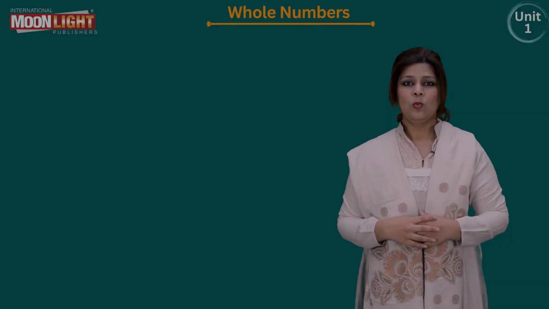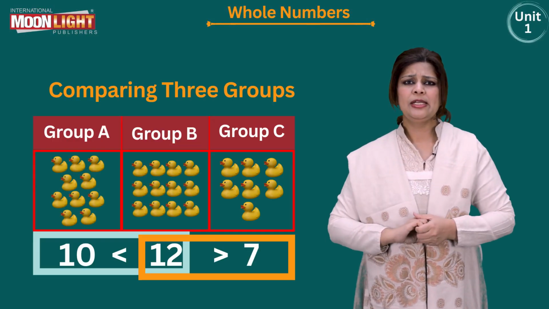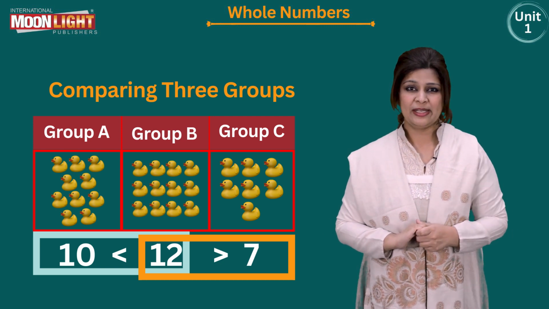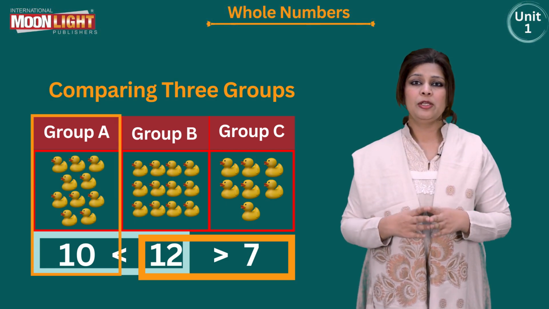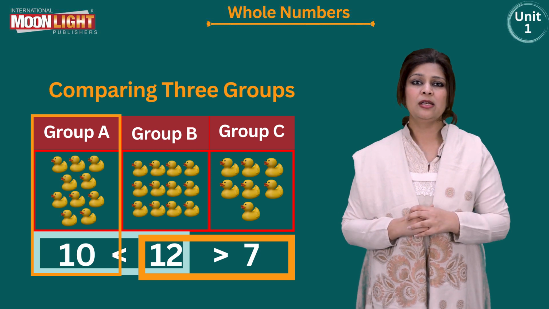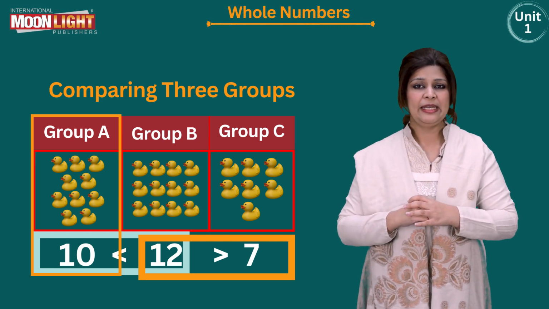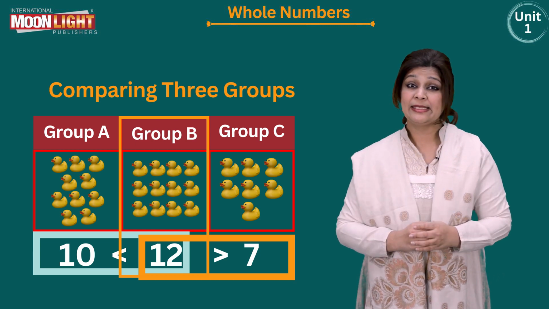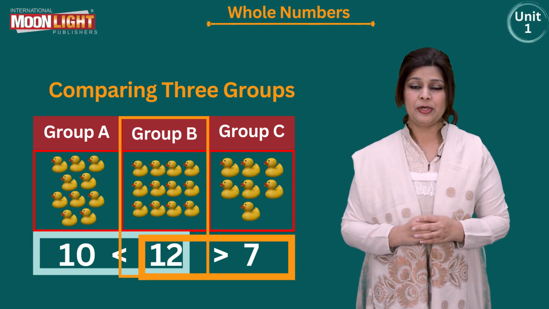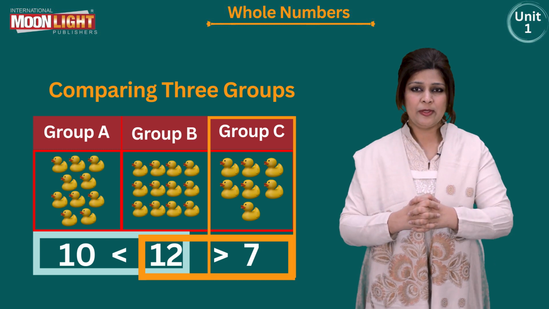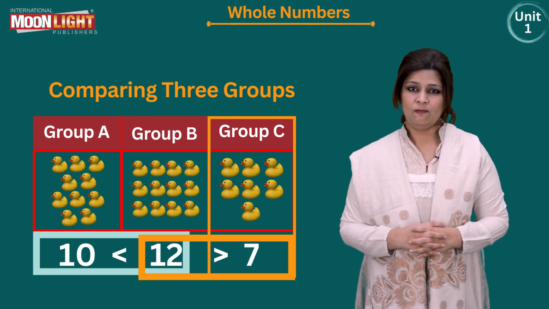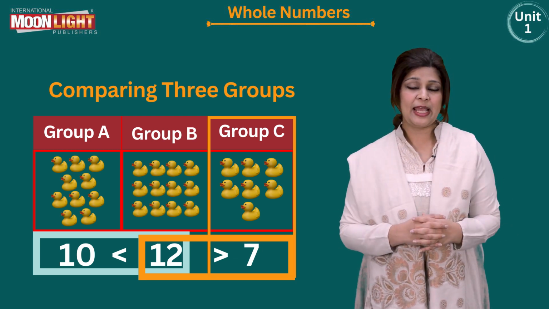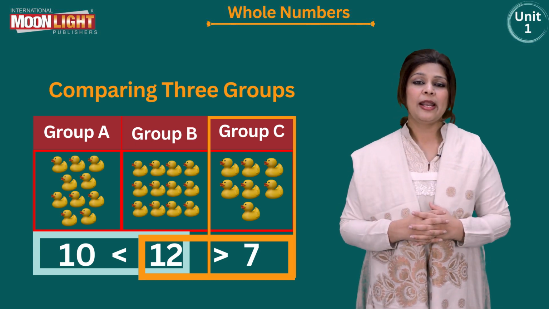Okay, I hope the concept of comparison of two groups and comparison of three groups is more clear to you now. Well, my students, let's do another example for more practice. Now you just check out in group A how many ducks are here. Yes, we have 10 ducks. And in group B, how many ducks are here? Yes, there are 12 ducks. Very good. Please tell me now, in group C, how many ducks are here? Yes, excellent, fantastic. 7 ducks are here.